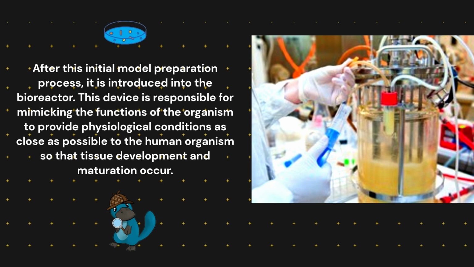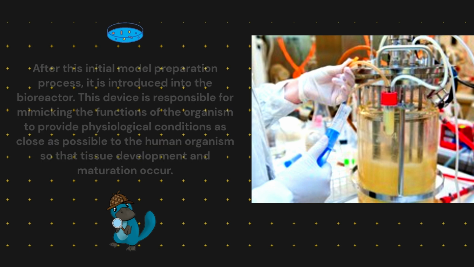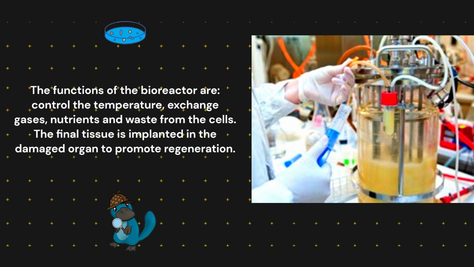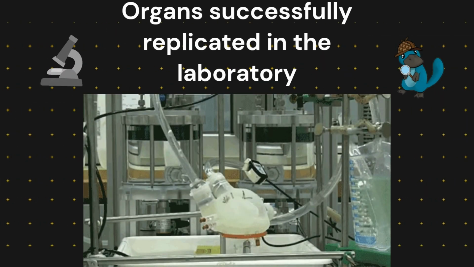After this initial model preparation process, it is introduced into the bioreactor. This device is responsible for mimicking the functions of the organism to provide physiological conditions as close as possible to the human organism so that tissue development and maturation occur. The functions of the bioreactor are: control the temperature, exchange gases, nutrients, and waste from the cells. The final tissue is implanted in the damaged organ to promote regeneration.